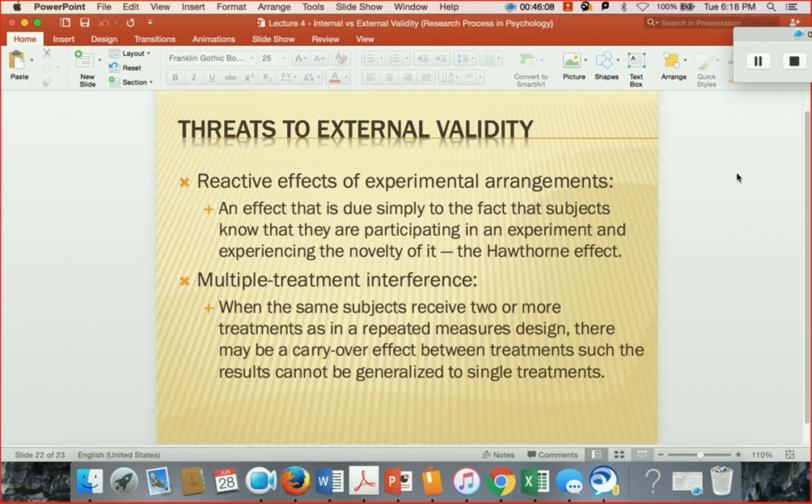We also may see reactive effects because of experimental arrangements. So in other words, we may see things like the Hawthorne effect manifesting itself. So in other words, participants may perform differently because they're being observed by the experimenter or an authority figure.